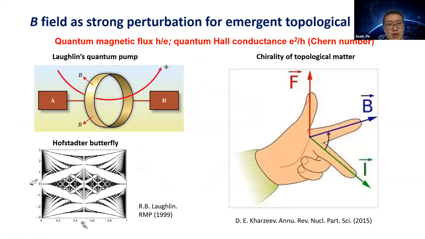To my understanding, the magnetic field could really play an important role. For example, at a phenomenological level, we can think that a magnetic field can strongly suppress superconductivity and control the magnetism in a material. And from a fundamental point of view, the magnetic flux quantum is h over e, and the quantum Hall conductance is e squared over h. So they are both governed by the most fundamental constants, the Planck constant and the elementary charge. So there must be a deeper connection. On the other hand, a magnetic field in an electronic system can often introduce a Lorentz force. This Lorentz force can further interact with the chirality of topological matter, which also makes the direction of the field important.